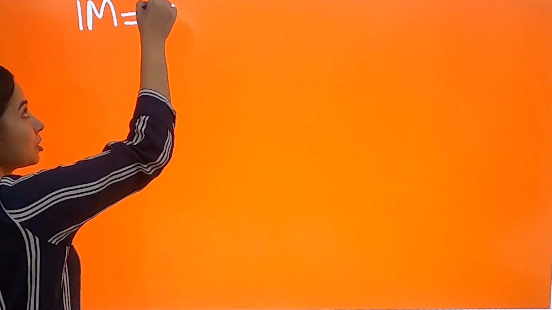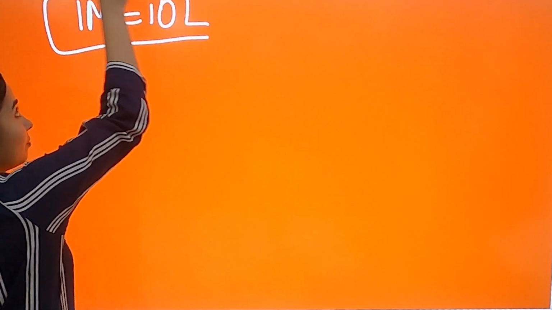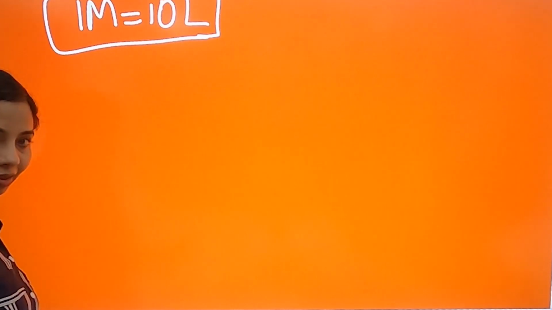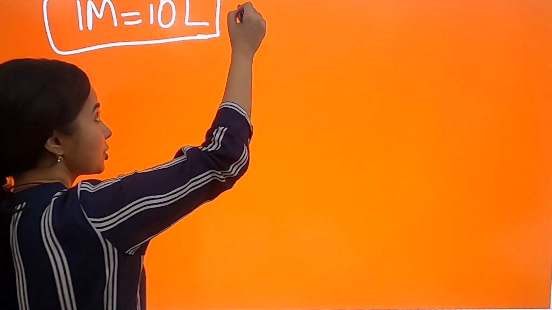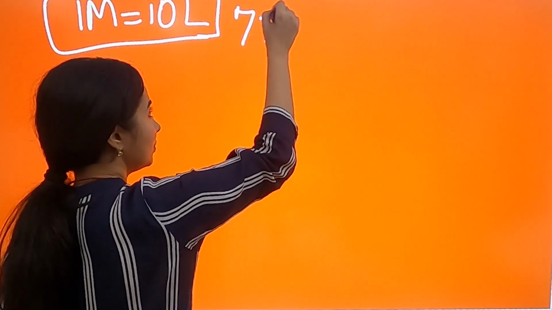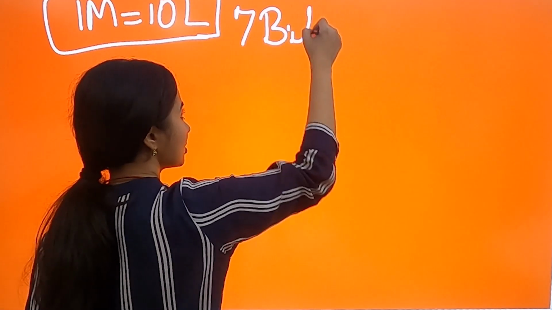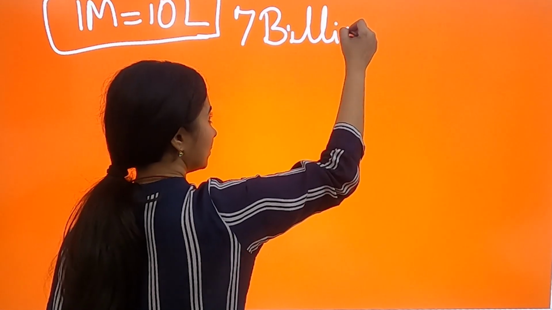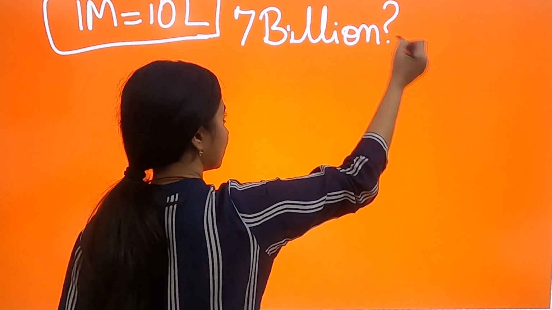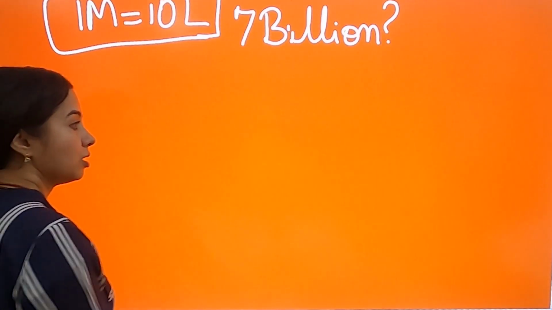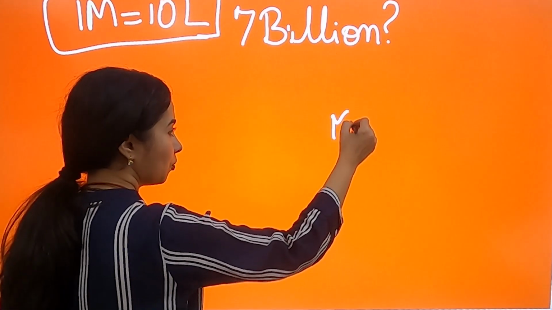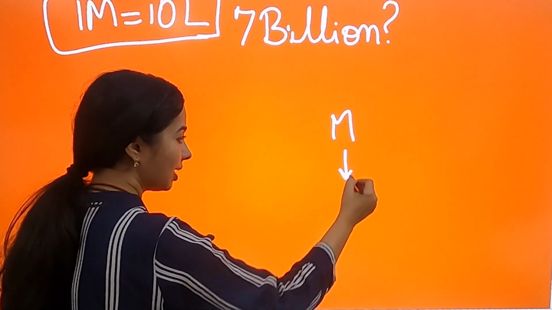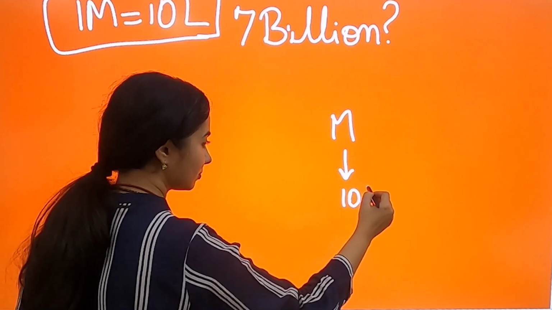1 million is equal to 10 lakh. This will be really helpful for you. How? The question was, what is 7 billion in the international system? So we already know that 1 million is equal to how many lakhs? 10 lakhs.